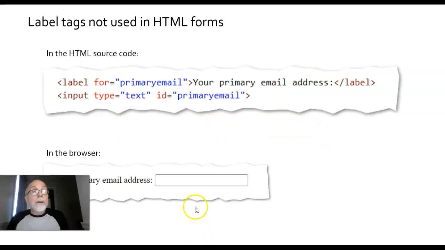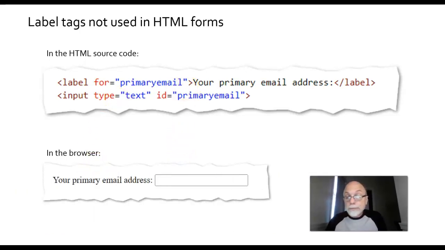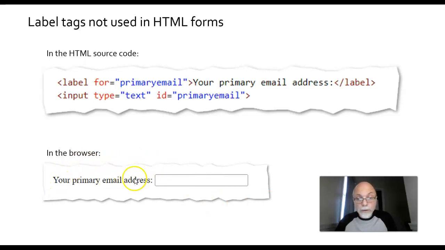Label tags should be used in HTML forms. So in my browser, I could have a form with a bit of text, "This is your primary email address," and then a place for the person to type that in. The browser has no concept of the idea of next to, right? So the fact that your primary email address is next to this input tag doesn't really help the person who's not sighted.